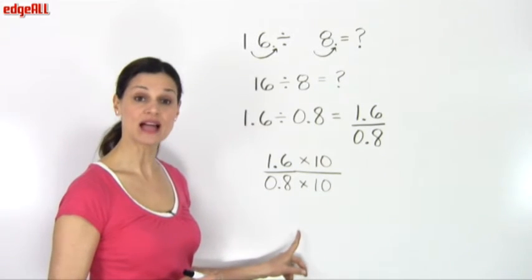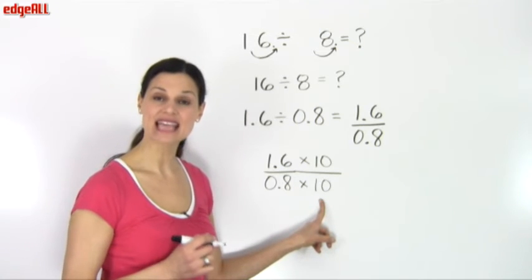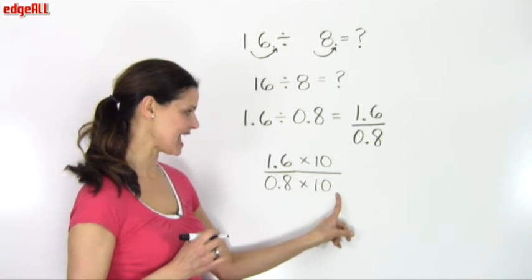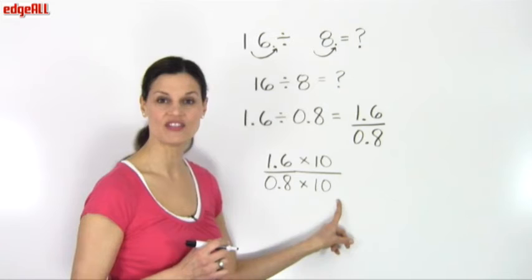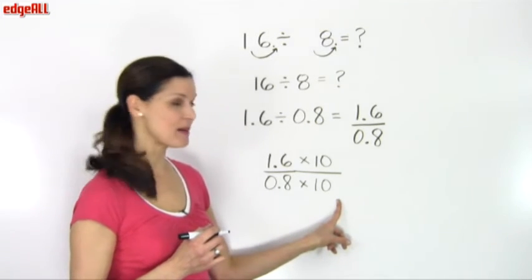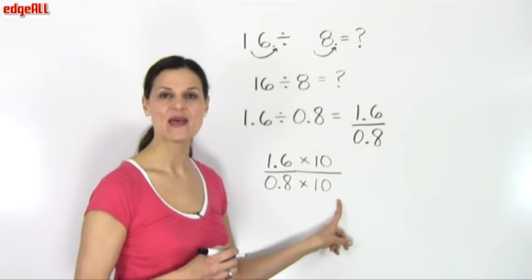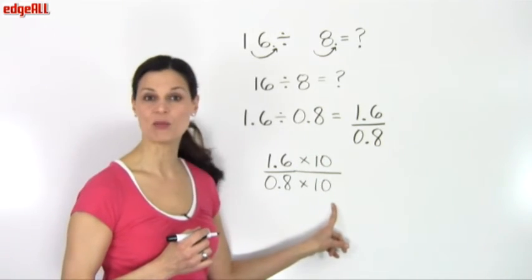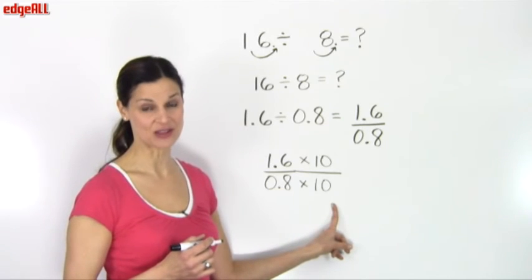Now, when we multiply both numbers by 10 over 10, it's the same as multiplying this fraction by 10 over 10, and we know that any number over itself is equal to 1. So when we multiply both parts of the division equation by 10, the value of the whole expression is simply being multiplied by 1, which does not change its value.